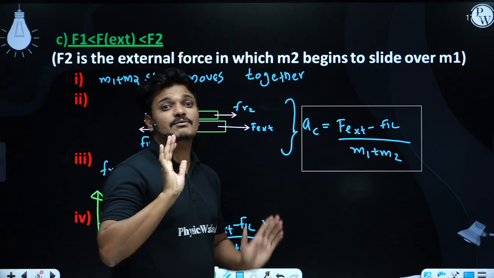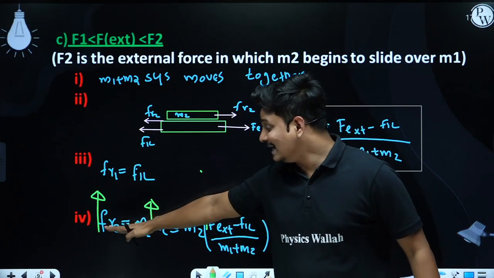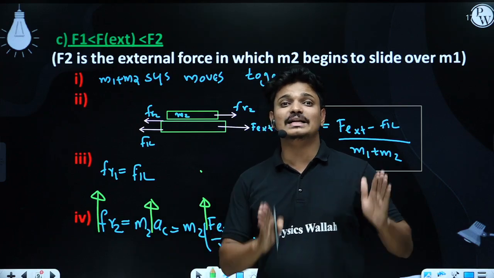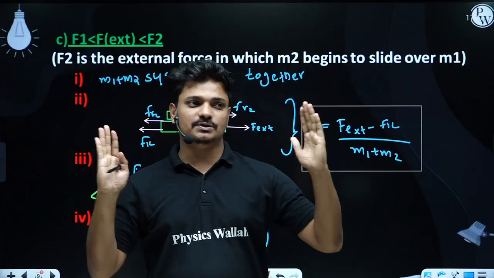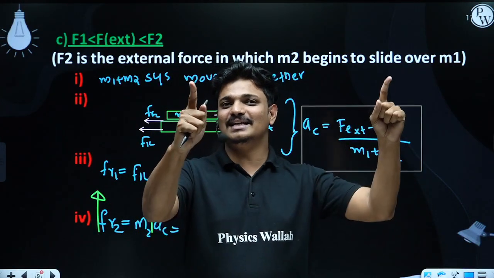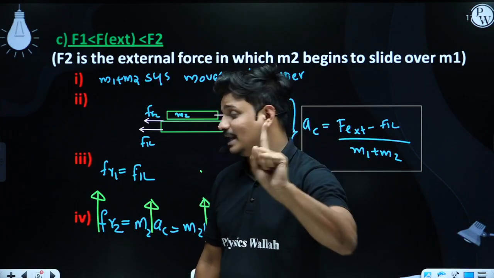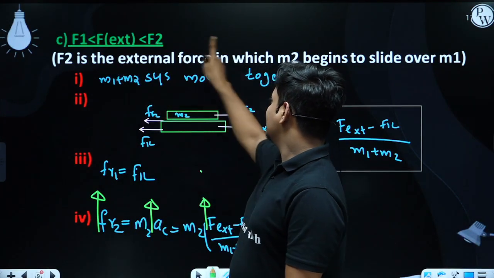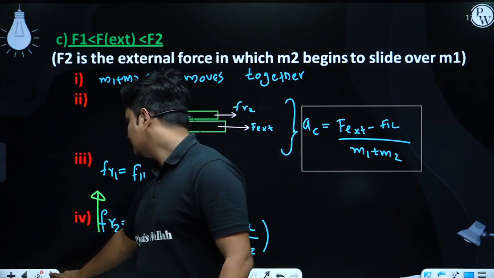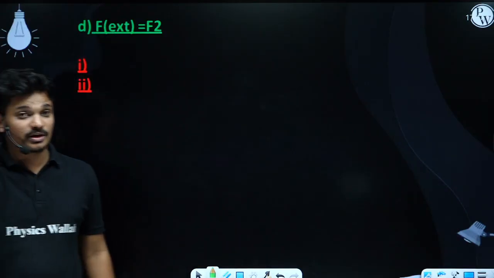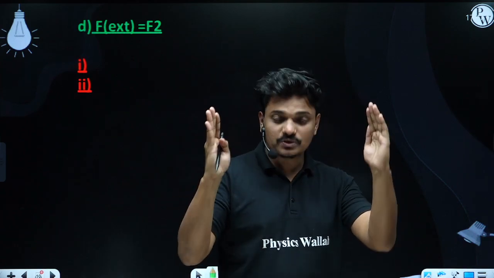But we know FR2 has a maximum value. What is that? F2L. So up to that value, that means until FR2 reaches the maximum value, this M1 plus M2 system moves together. So we get that point. When FR2 becomes F2L, at that time M2 starts to slide over M1. That means if F external is equal to F2, the total system starts to slide over, M2 starts to slide over M1.